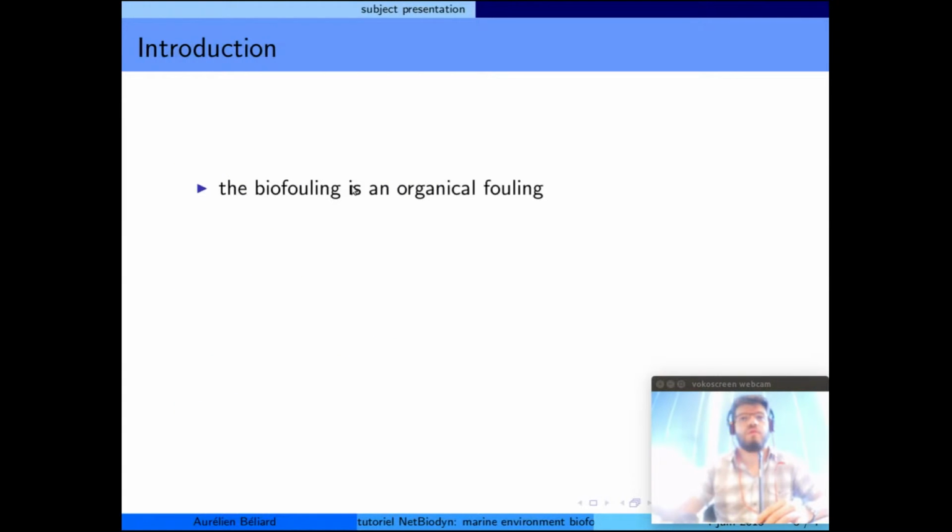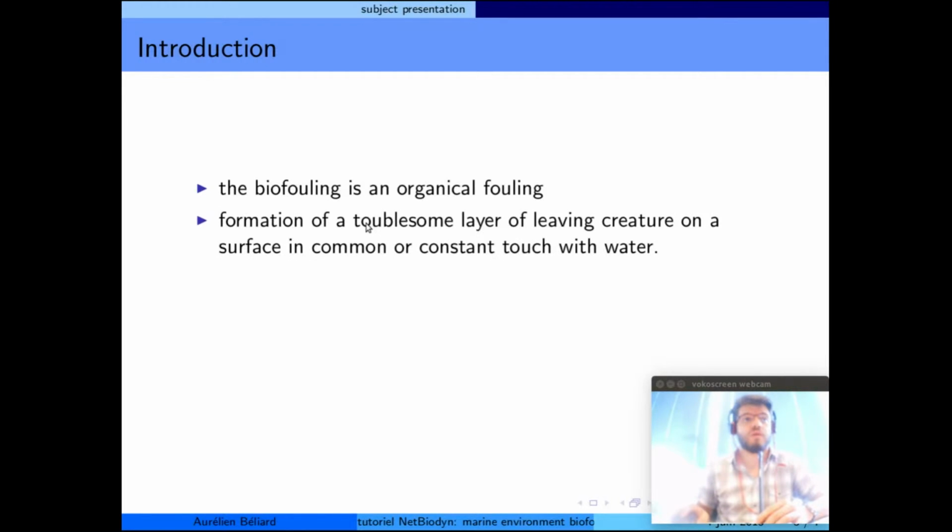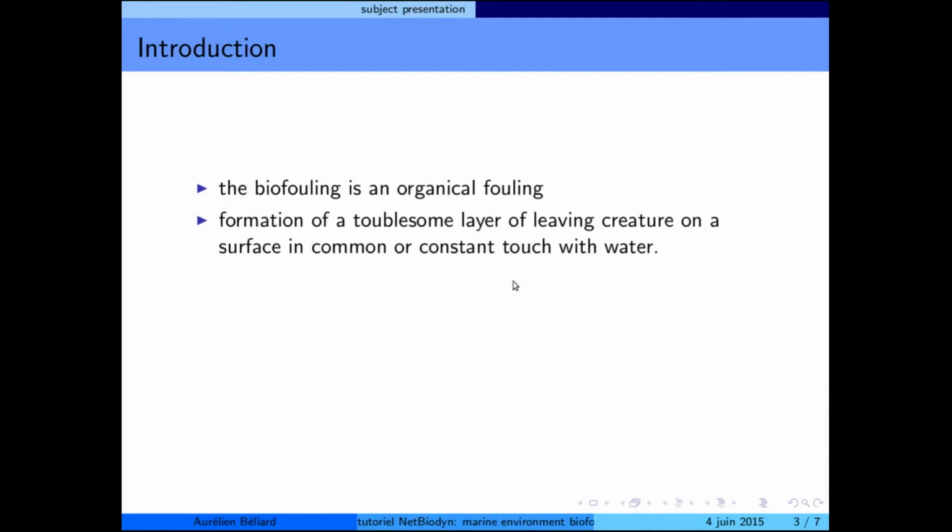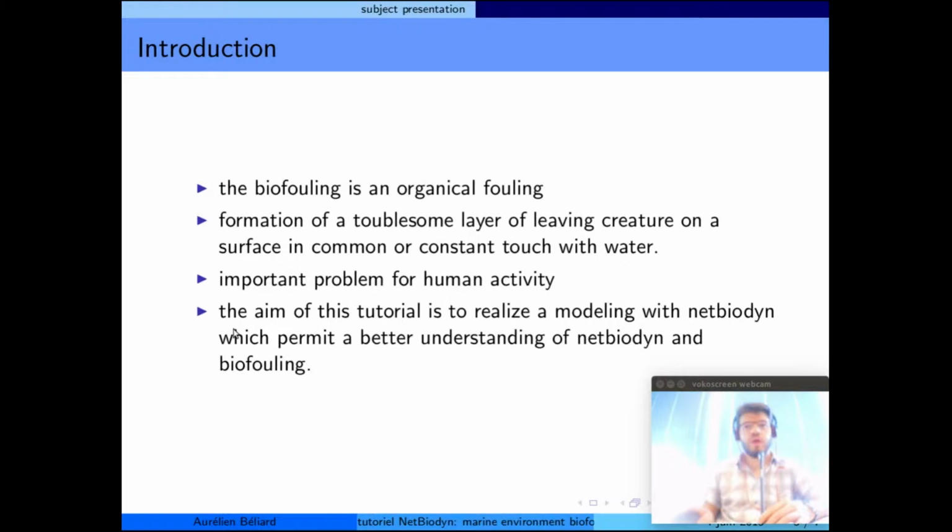The biofouling is an organical fouling. It can be characterized as the formation of a troublesome layer of living creature on a surface, in a common or constant touch with water. It's an important problem for human activity. The aim of this tutorial is to realize the modeling with NetBioDyn, which permits a better understanding of NetBioDyn and biofouling.